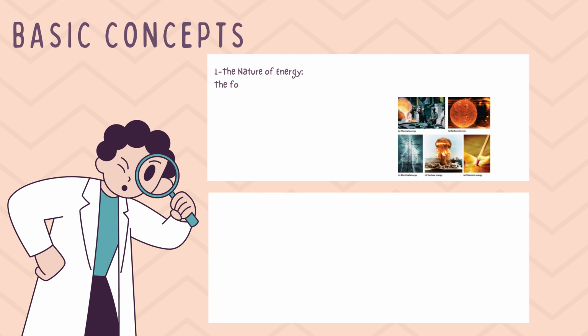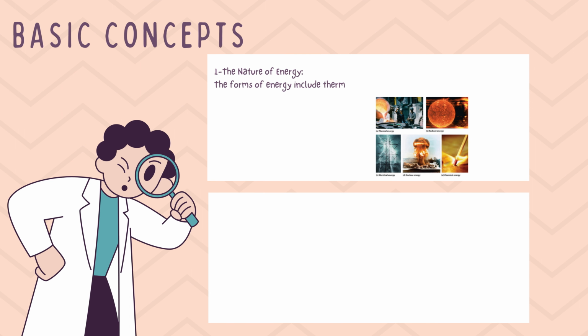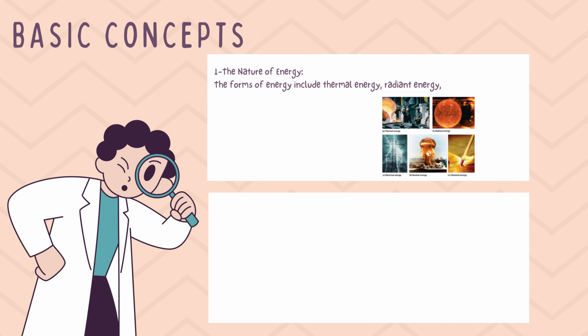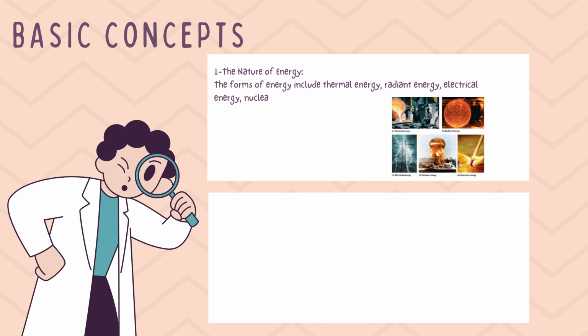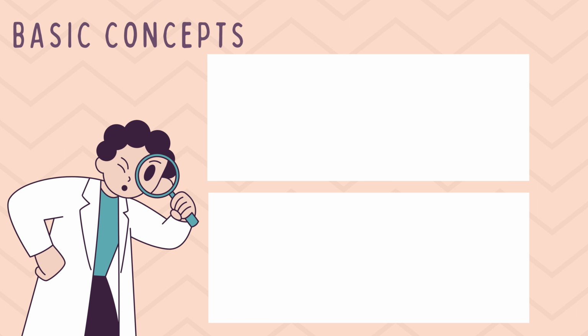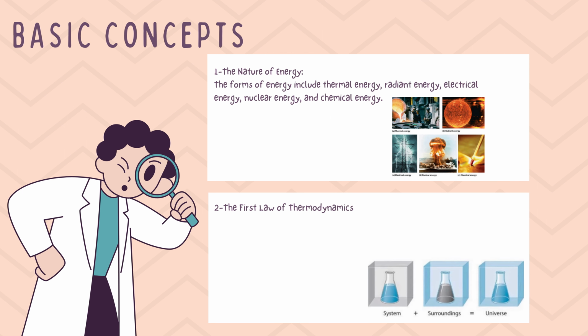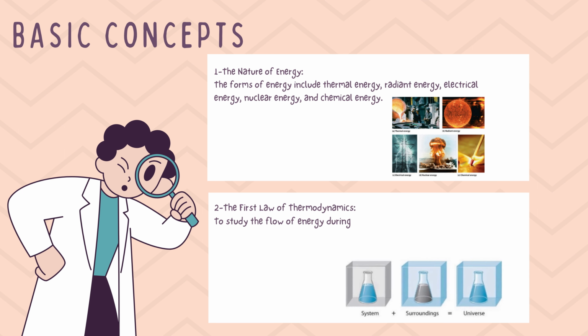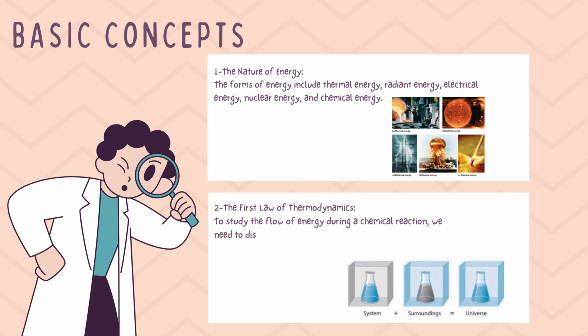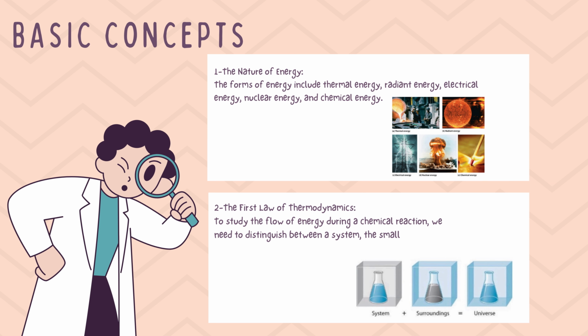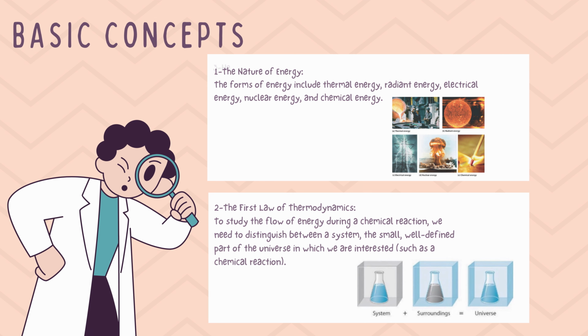Basic concepts in thermochemistry. 1. The nature of energy. The forms of energy include thermal energy, radiant energy, electrical energy, nuclear energy, and chemical energy. 2. The first law of thermodynamics. To study the flow of energy during a chemical reaction, we need to distinguish between a system, the small, well-defined part of the universe in which we are interested, such as a chemical reaction.